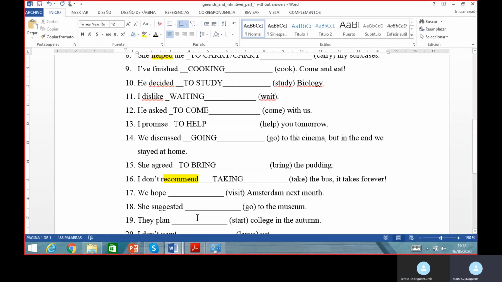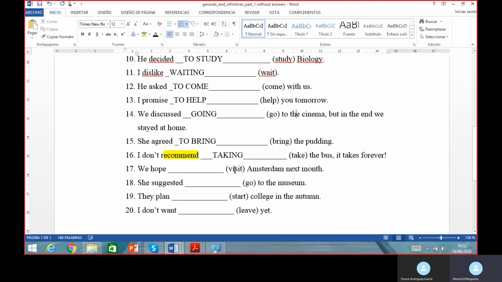Entonces, remember y recommend son de los que pueden ir con ing, como stop, como try, o con to, pero dependiendo del contexto. Entonces, ahí es taking. 17, we hope to visit Amsterdam next month.